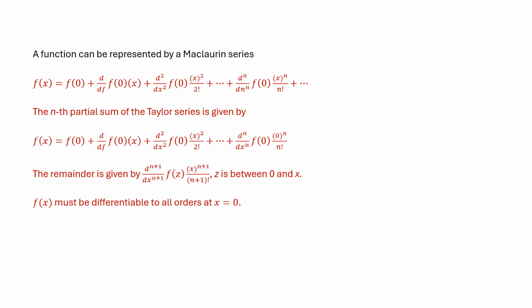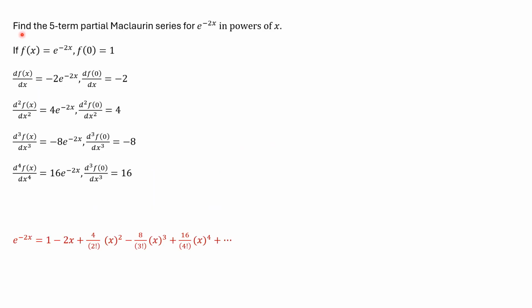We're going to have an example. We're going to look at the Maclaurin series for e to the negative 2x in powers of x. So if we have f of 0, it would be 1. e to the 0 power is 1. And taking the first derivative, we're going to get negative 2 times e to the negative 2x, or negative 2 times 1 is negative 2.